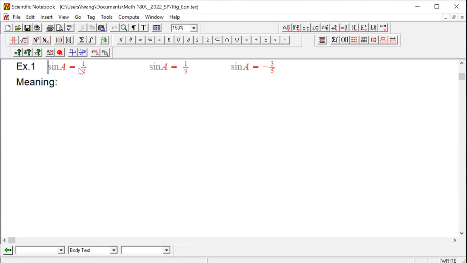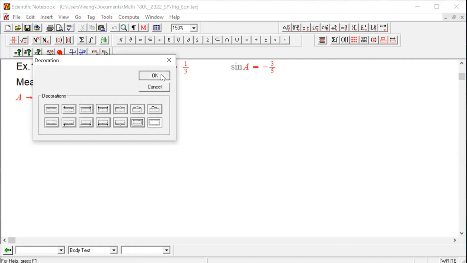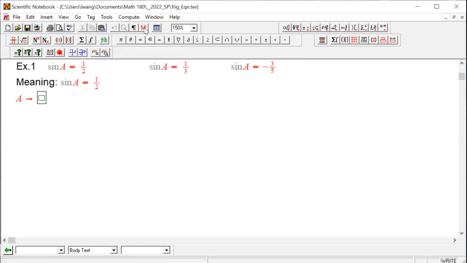So let's look at the first one. What's the meaning? We're going to put these two questions aside for later. So what is sine of A equals half? This basically tells us that the angle is the input and the rule of sine is applied to it. It produces output, and the output is half.